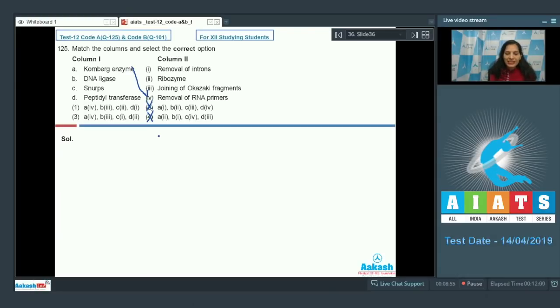Now DNA ligase, as the name indicates, it ligates or joins the fragments called the Okazaki fragments. So B matches with 3rd. C, SNPs. SNPs are functional during splicing, meaning they are used to remove the introns. So C matches with 1st. And the last is peptidyl transferase. It's a ribozyme. It's an RNA enzyme. It is not proteinaceous. So D matches with 2nd. So the correct option for the given question is option number 3. Let's move to the next question.